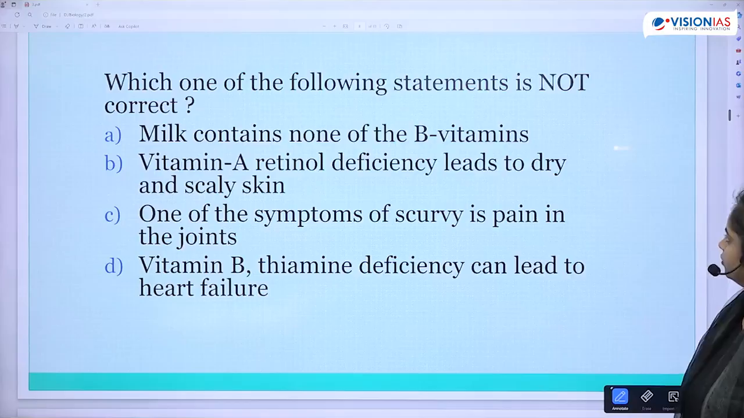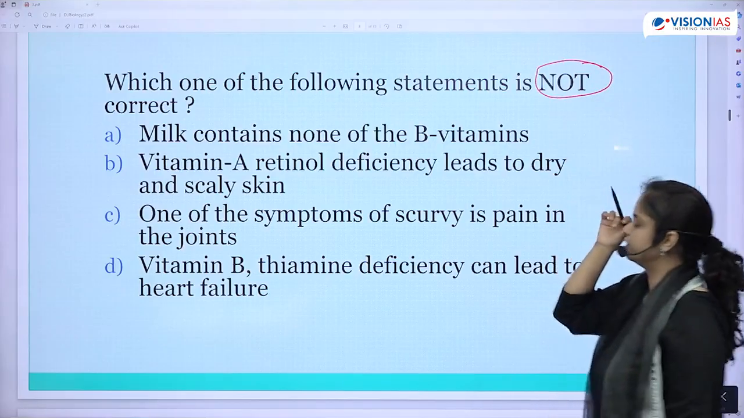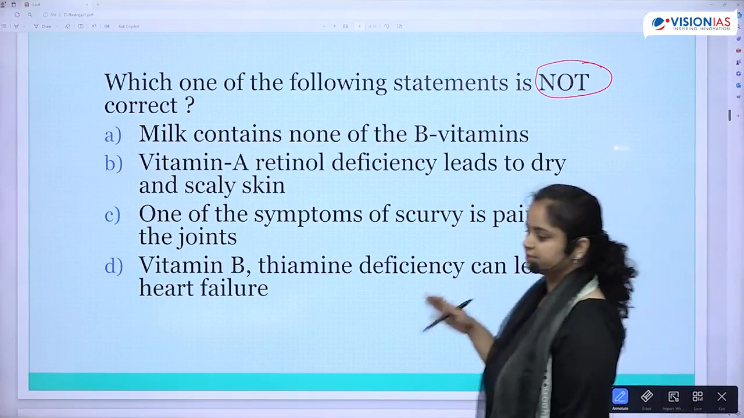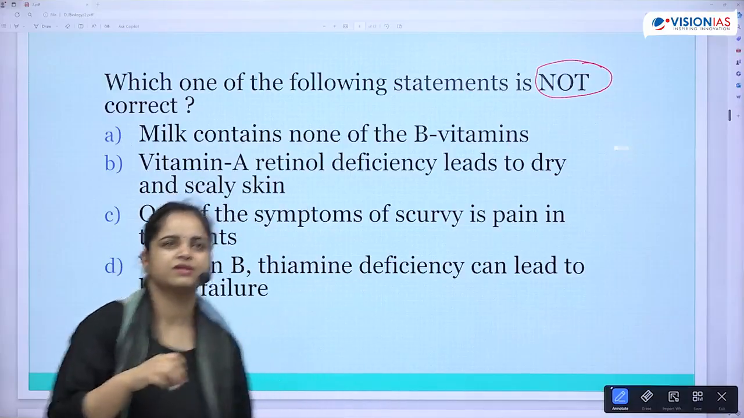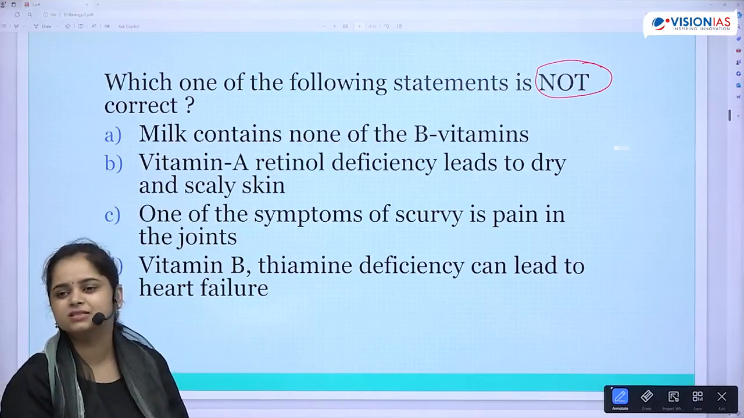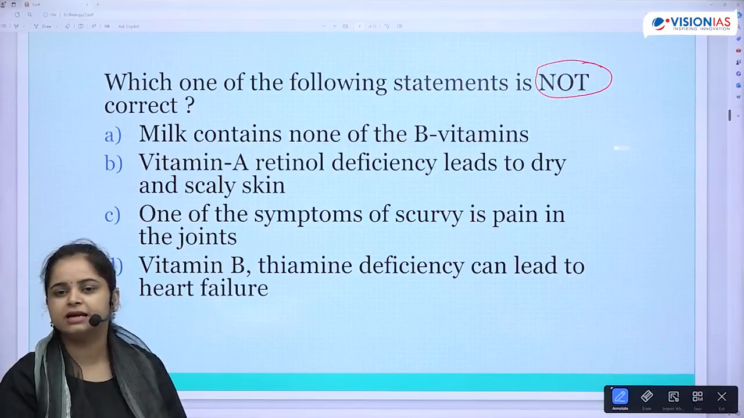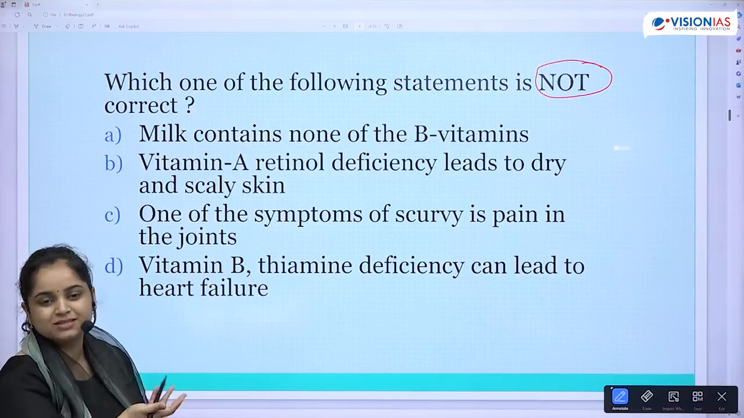Which one of the following statements is not correct? So this is the first point you have to pay attention to. They're asking you for an incorrect statement. Most questions which you will attempt even till the last day of the exam are going to be questions asking for the correct statement. So this is very easy to miss out. And this leads to a lot of questions being answered incorrectly because the "not" was missed out.